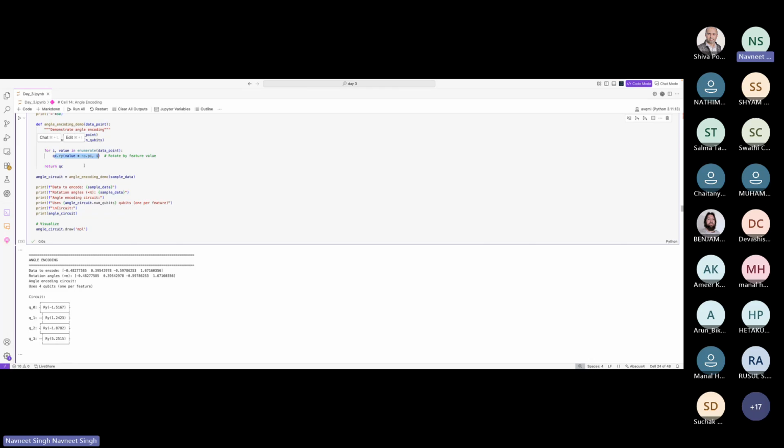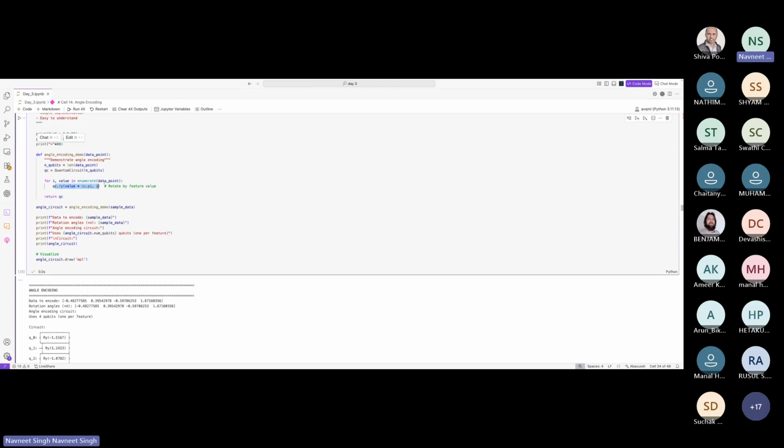We set the number of qubits equal to the number of features. So we have one qubit per feature. Although we are rotating into angles, if we have four features, we need four qubits for its execution.